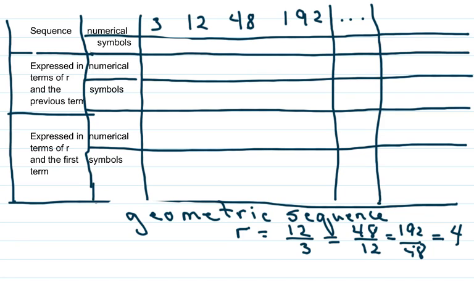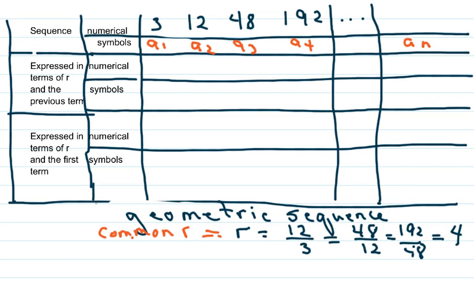Okay, and again, our symbols are going to be: A sub 1 is the first term, A sub 2 is the second term, A sub 3 equals my third term, and A sub 4 is my fourth term. And then we go all the way to the last term. Okay, so we're going to express this in terms of r, the common ratio, and the previous term.